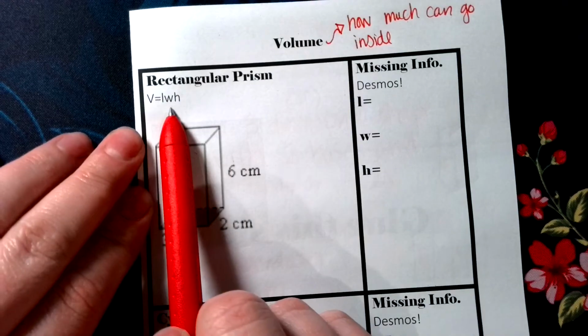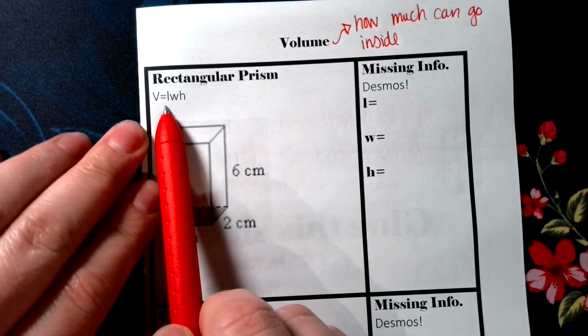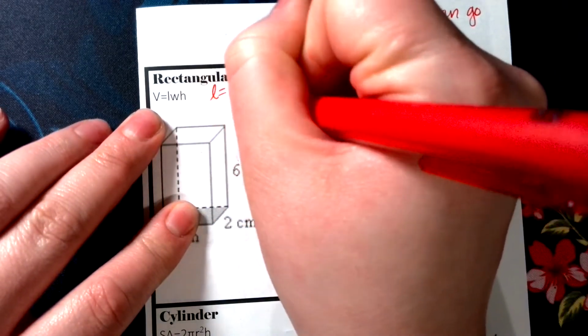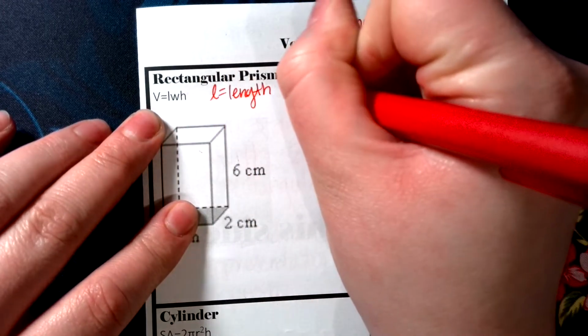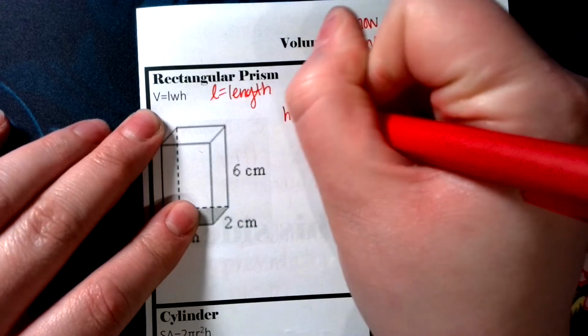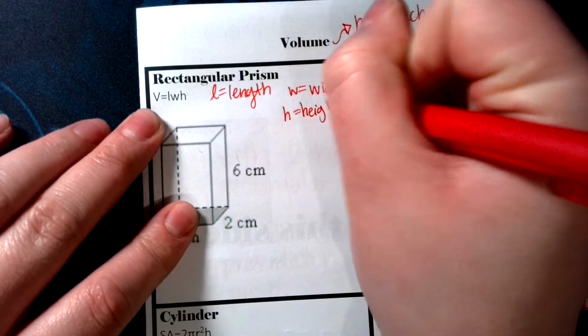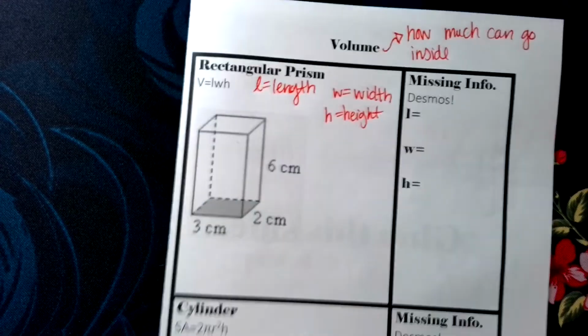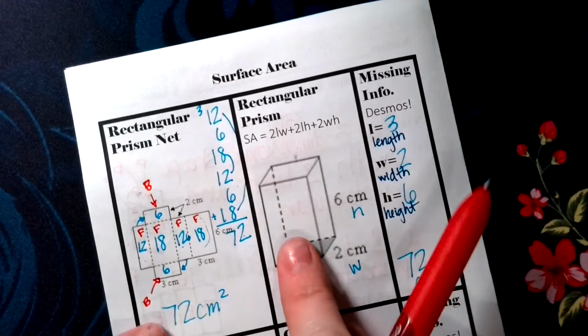So we have our formula. Our volume is equal to L, which is our length, W, which is our width, and H, which is our height. This, I don't know if you recognize it, is the same shape as out here.